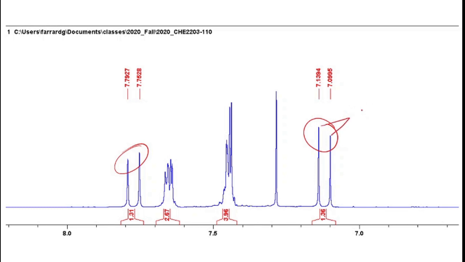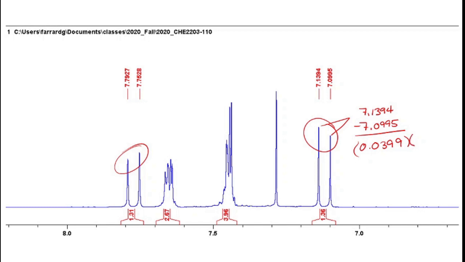So for this, we would have 7.1394 minus 7.0995. So we're taking the difference between those two adjacent peaks. When we do that, we get 0.0399, and we would multiply that by our B0.